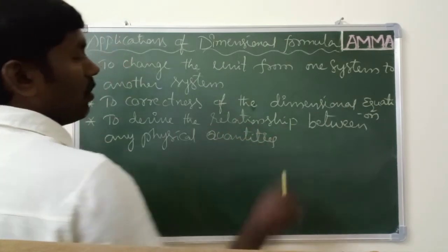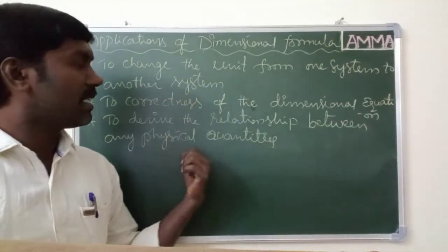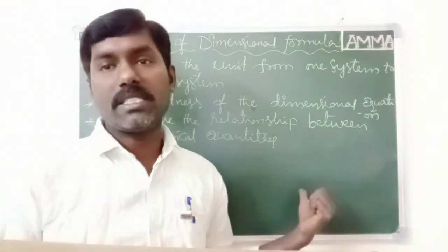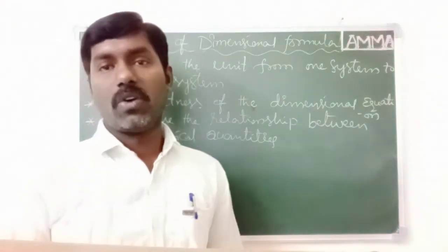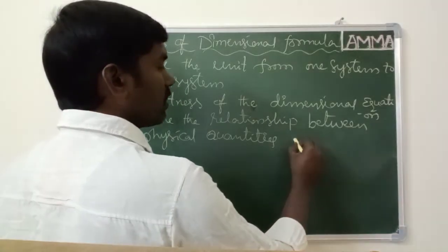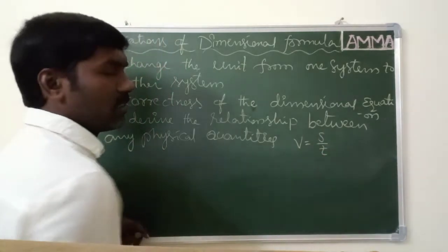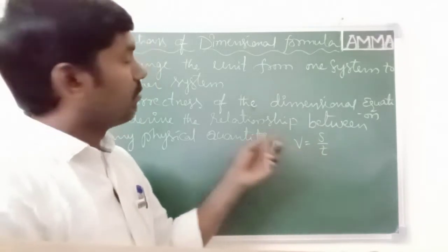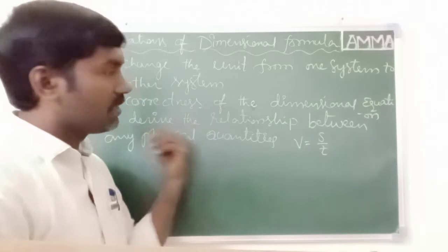What does it mean to derive the relationship between any physical quantities? It means we can derive the expression or formula corresponding to the physical quantity. For suppose, students, if you find the formula of speed, v is equal to the rate of distance, or v is equal to s by t. If you want to derive this expression, we can derive it by using the dimensional formula also. That is the meaning of this third statement.